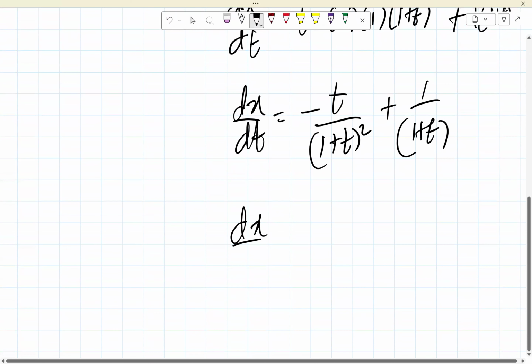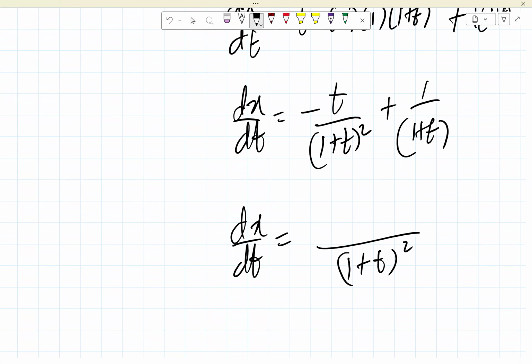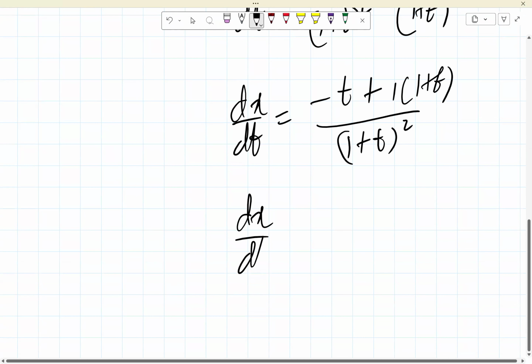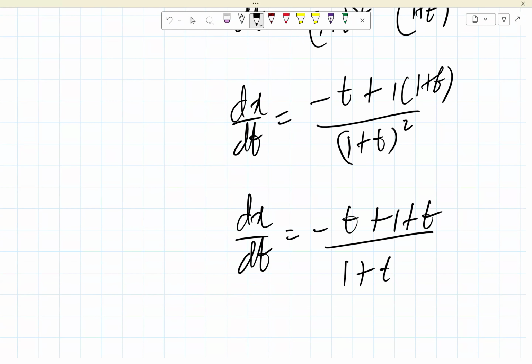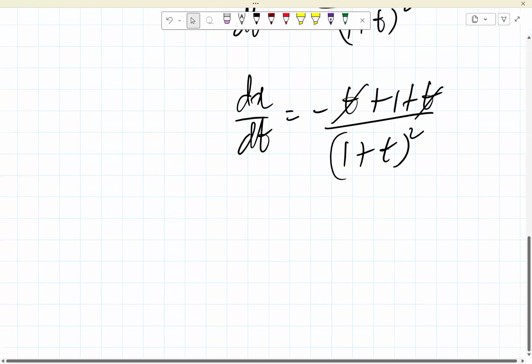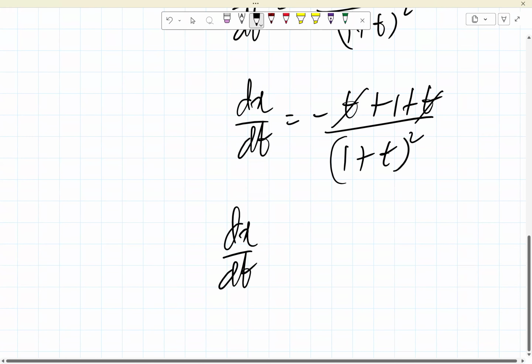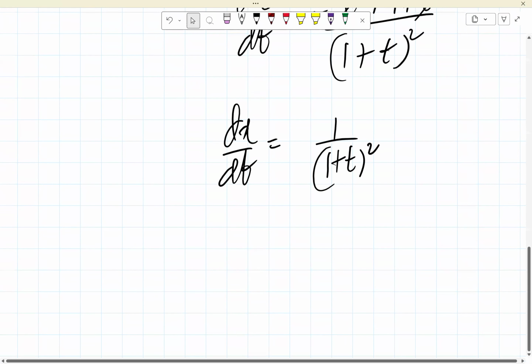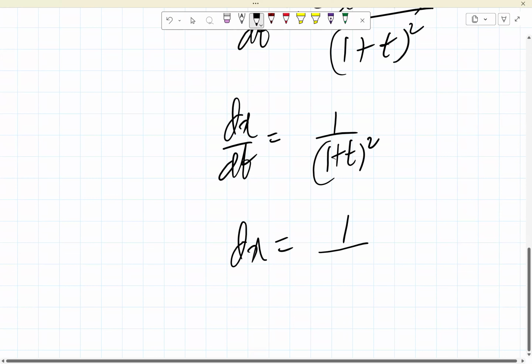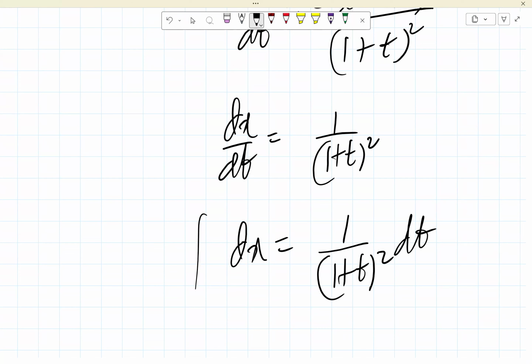So you can do dx dt to be equal to 1 plus t all squared. That'll be minus t plus 1 plus t, that's 1 into 1 plus t. So we have dx dt equal to minus t plus 1 plus t all over 1 plus t all squared. This cancels out, and we have dx dt equal to 1 all over 1 plus t all squared. So that means dx itself is 1 all over 1 plus t all squared dt. So this replaces the dx later on.